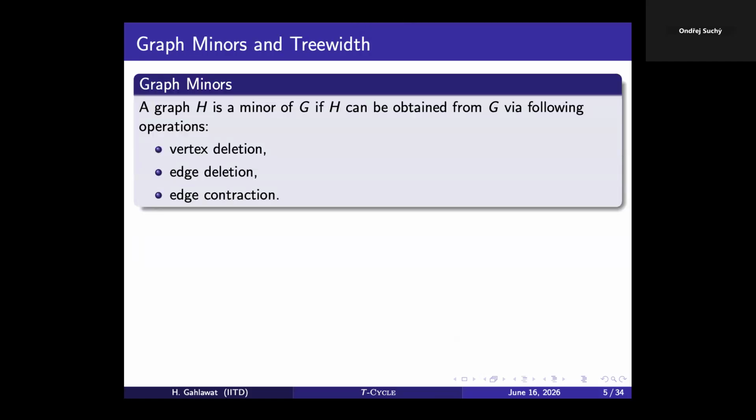Now, we want to solve this on planar graphs, and to do it on planar graphs, we will use some techniques from minor theory. I'll just very quickly say what minors are. A graph H is a minor of a graph G if H can be obtained from G via one of these operations: you can delete vertices, you can delete edges, or you can contract edges.